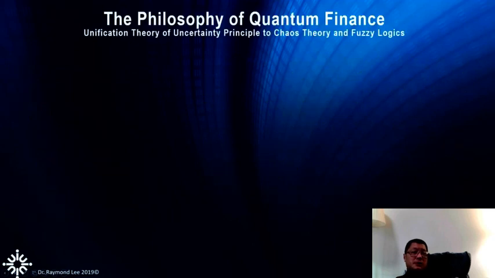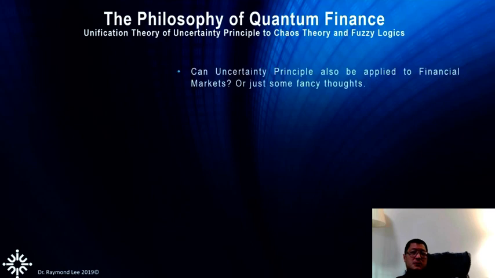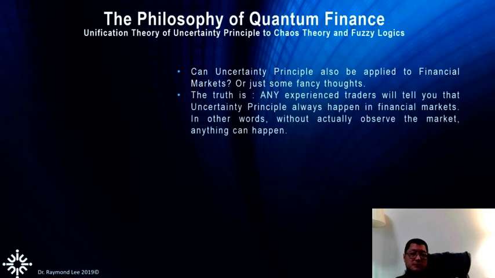So, the unification of the uncertainty principle with chaos theory and fuzzy logic. Can the uncertainty principle also be applied to the finance market, or is it just a fancy thought? The truth is, any experienced trader will tell you that it's true. Without looking into the market, everything can happen. You don't know until you observe the market. That's true, because every single second the price is moving. Whether you can predict it is up to you, of course, but you are not certain until it happens, or until you make the observation, or open the market window to see.